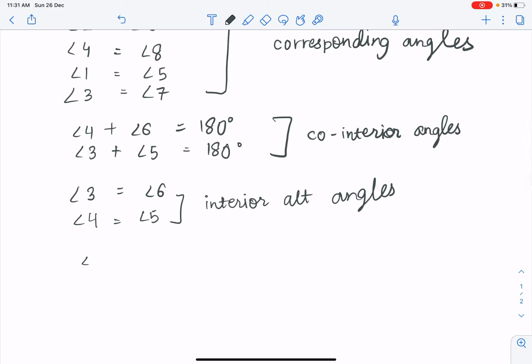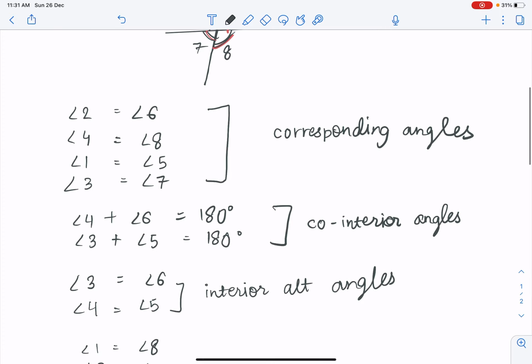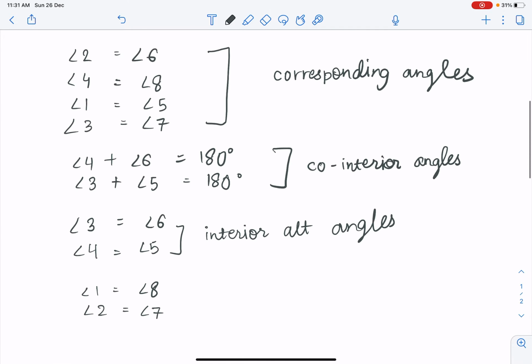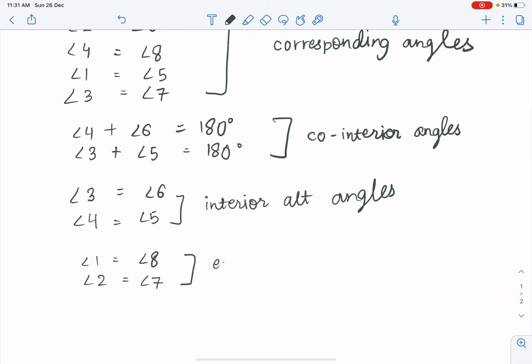In the similar manner, angle 1 and angle 8, angle 2 and angle 7 are exterior alternate angles, right? Yes. So you will write it. Angle 1 is equal to angle 8 and angle 2 is equal to angle 7. Right or not? Yes. Because of exterior. There it was interior, but here you are forming exterior alternate angles.